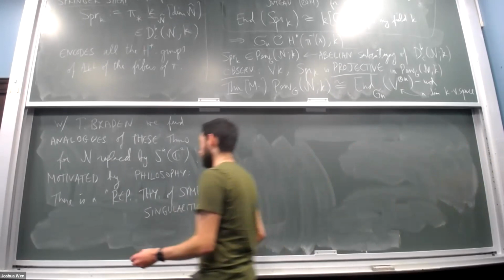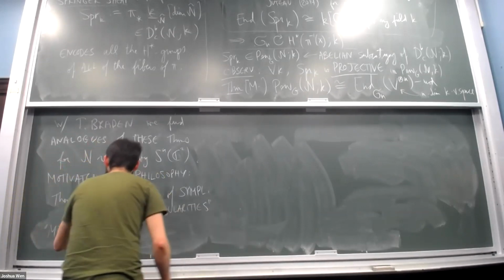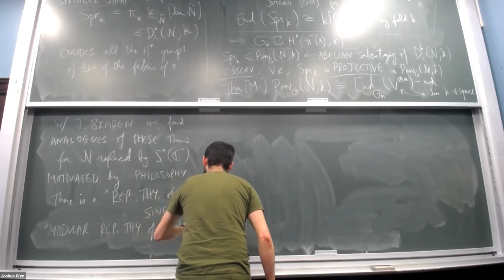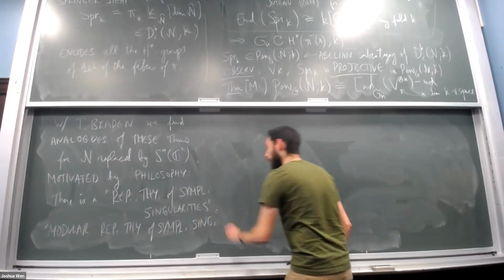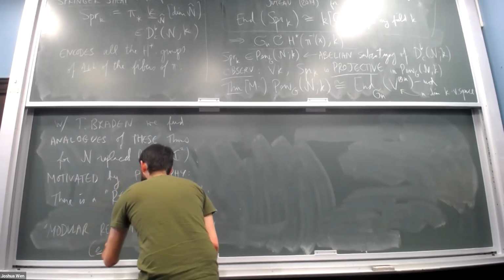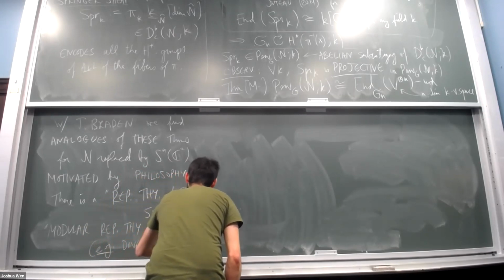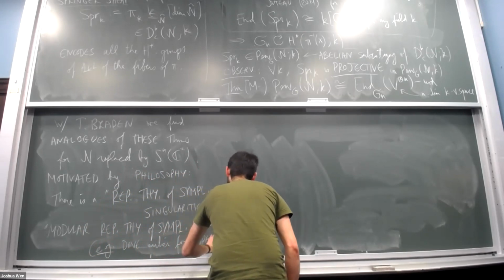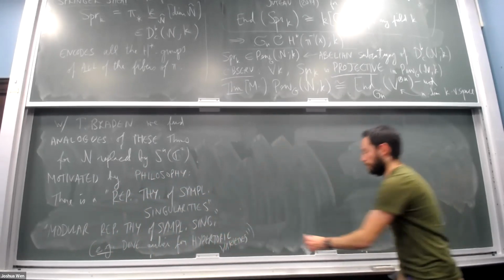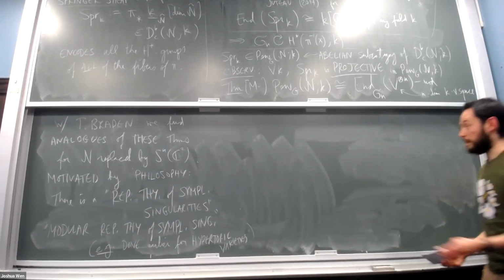And so this program that Tom and I have been working on is trying to understand the modular representation theory of symplectic singularities. Prior to this work, we had carried out this program for Hypertoric varieties, and found some other interesting algebras by studying perverse sheaves on these different things. But that's not today's talk.